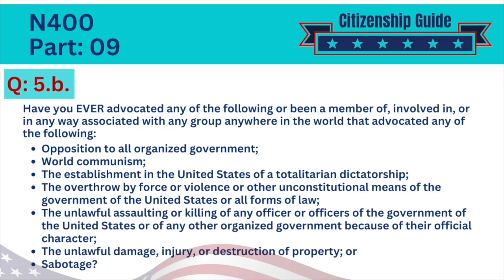Have you ever advocated any of the following, or been a member of, involved in, or in any way associated with any group, anywhere in the world, that advocated any of the following? Opposition to all organized government. World communism. The establishment in the United States of a totalitarian dictatorship. The overthrow by force or violence, or other unconstitutional means of the government of the United States, or all forms of law. The unlawful assaulting or killing of any officer or officers of the government of the United States, or of any other organized government, because of their official character. The unlawful damage, injury, or destruction of property, or sabotage. No.